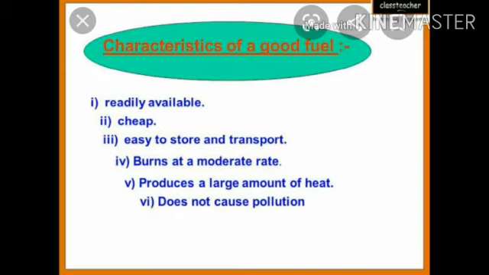Let's see what these are. Number one, readily available, means easy availability. Second one is cheap. Third one, easy to store and transport. Fourth one, burns at a moderate temperature, means it will not require a lot of temperature to burn. Fifth one, produces a large amount of heat. And the last one is does not cause pollution. So these are all the characteristics of a good fuel for us.